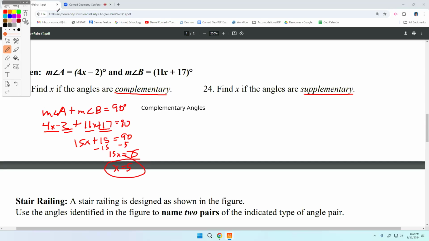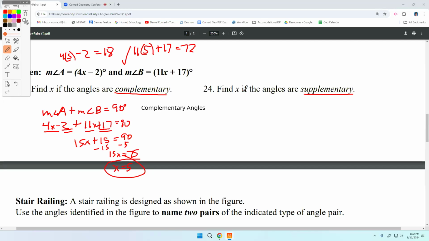If I want to check my answer, I can substitute them in, right? So I can do 4 times 5 minus 2 is 18. 11 times 5 is 55 plus 17 is 72. 72 plus 18 adds up to 90. We know our answer is good. Those two angles add up to 90.